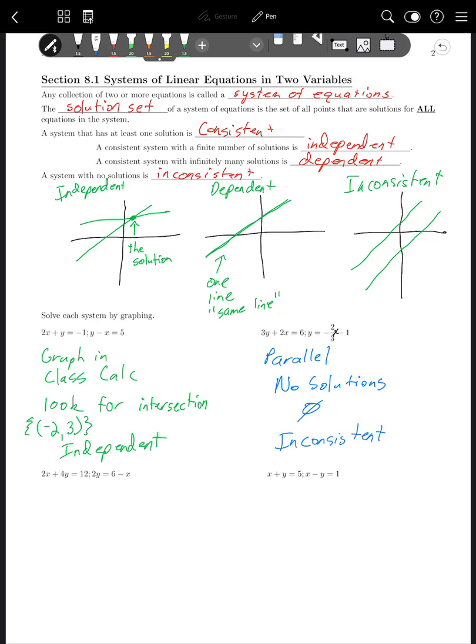Okay, so go ahead and pause the video for a second. Try graphing these other two groups here and see if you can find their solutions.